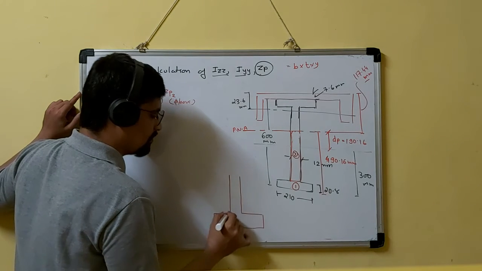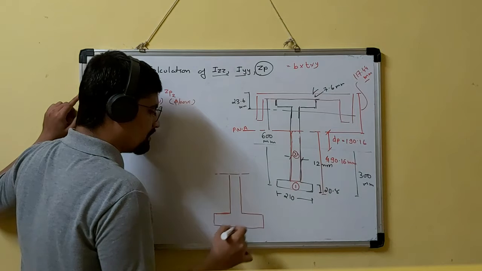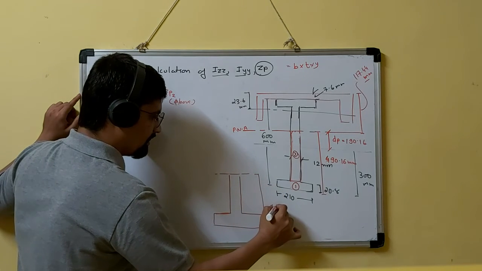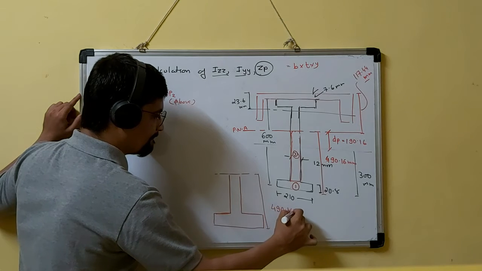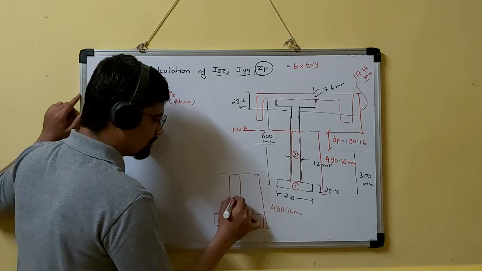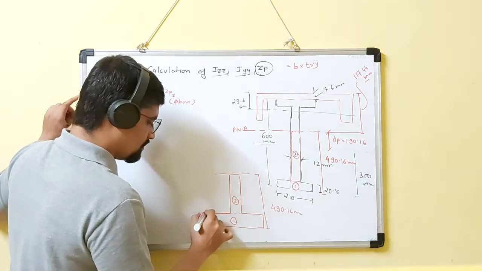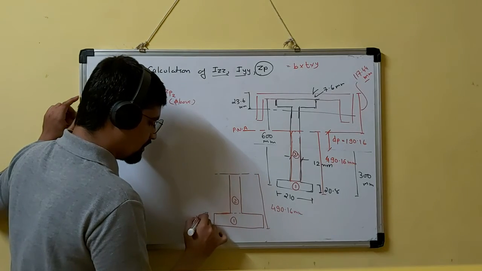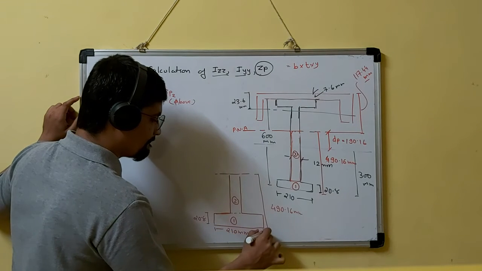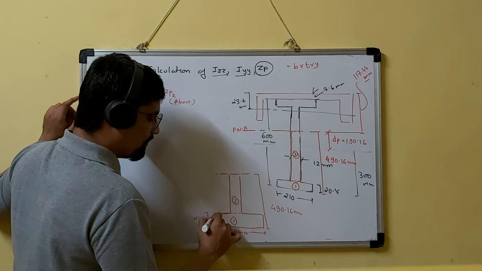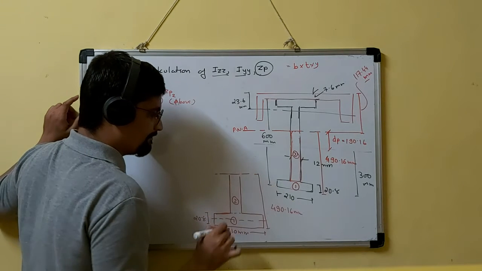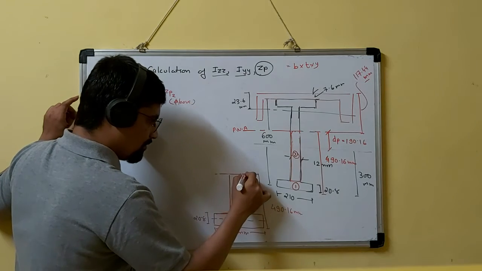This is the below portion. From here it is 490.16. I divide it into two sections, section one and section two. This is 20.8, this is 210 mm. The Y value will be from the CG distance of the first member to the PNA. So what will be the value of this?